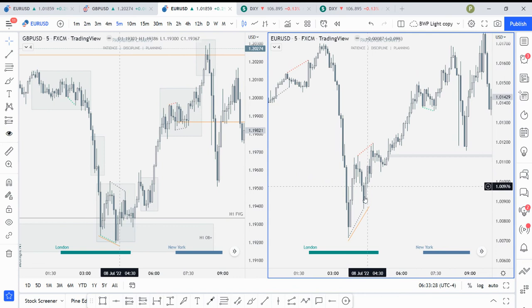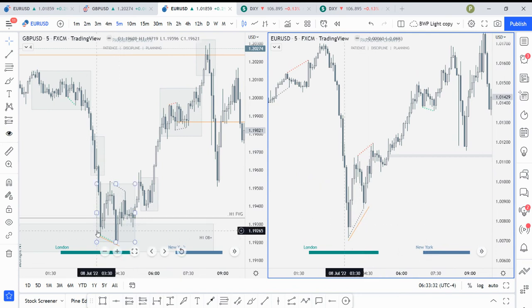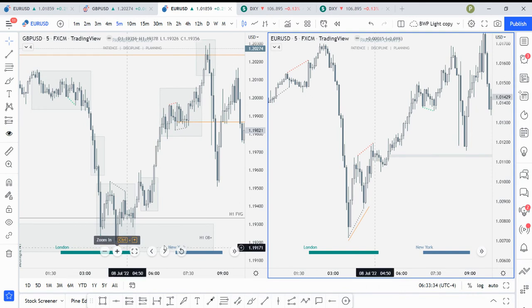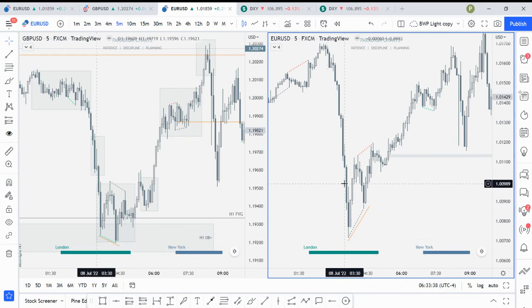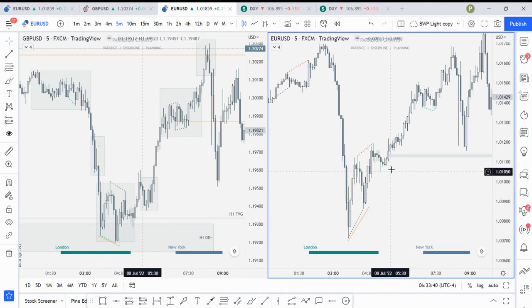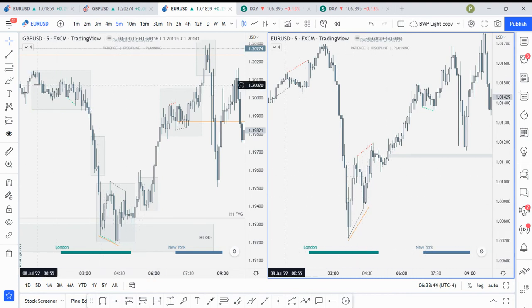All right, so that's what you call an SMT divergence. When you see Euro USD making a lower low, GBP making a higher high, or vice versa, that is an SMT. That is a bullish SMT divergence. Okay, that is what we call a bullish SMT divergence.